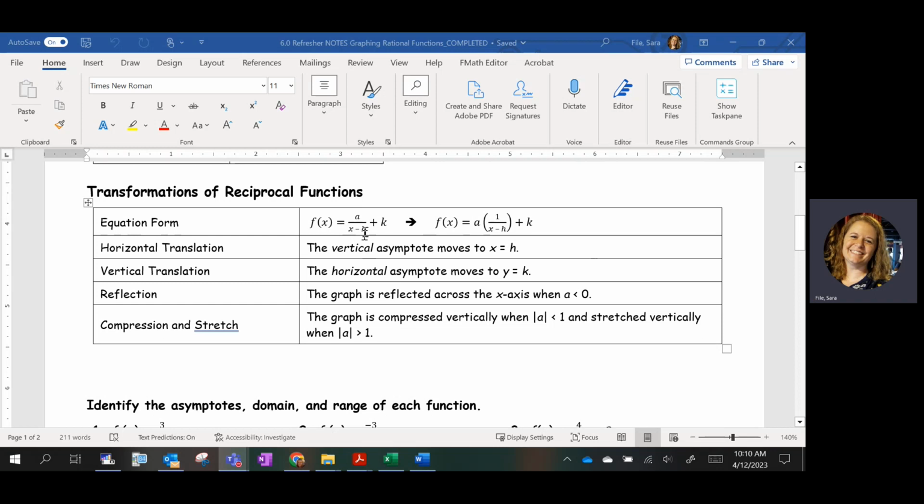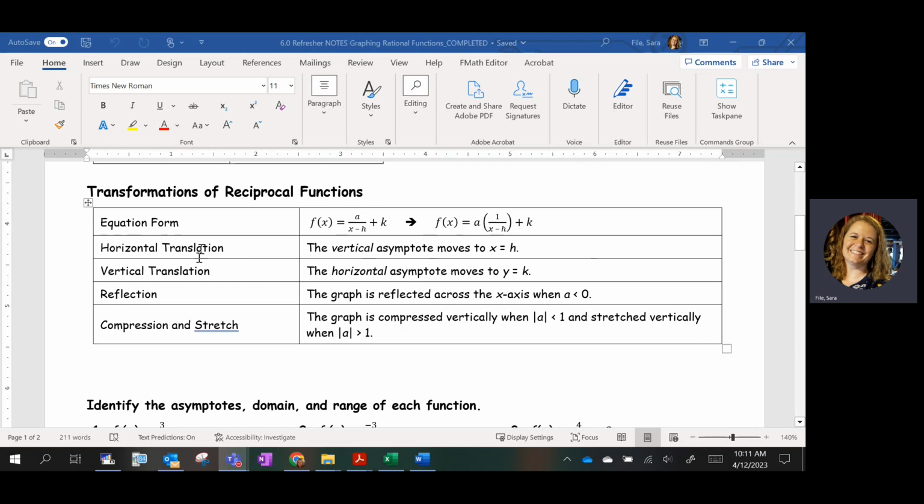The h value, that's what we consider inside the function because it's in the denominator with the variable. Remember, it's the opposite direction, left or right. So if it's x minus a number, it's actually to the right. It's shifted to the right. If it's x plus a number, that's actually going to shift it left. And then the k, this is the value being added or subtracted outside the fraction. That's your vertical shift. Okay, so plus a number is going to shift your graph up, minus a number is going to shift your graph down. Okay, so that's a review of those transformation rules.